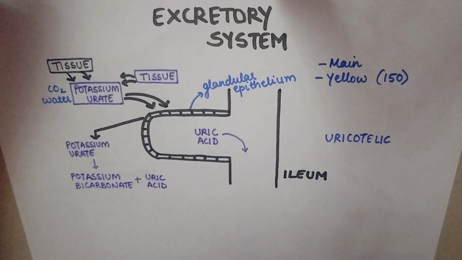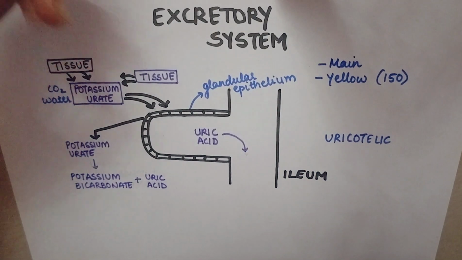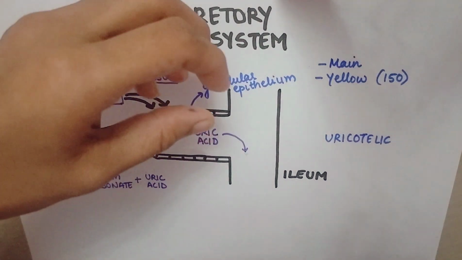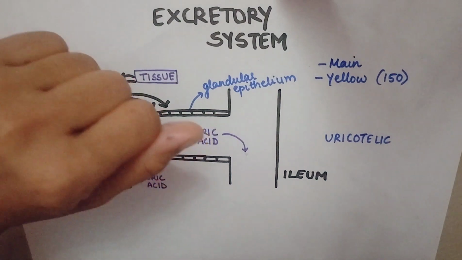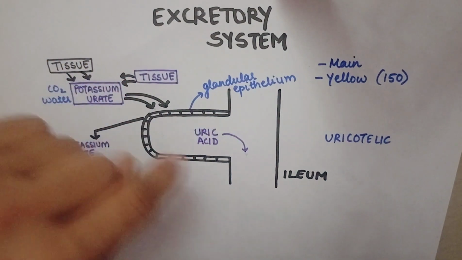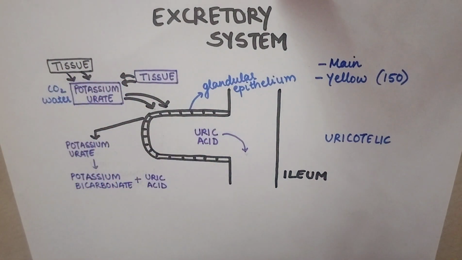Uricotelic. There are three types, ammonotelic, ureotelic and uricotelic, on the basis of what nitrogenous waste the particular organism releases out. In case of cockroach, it releases out uric acid. That is the reason it is a uricotelic animal.